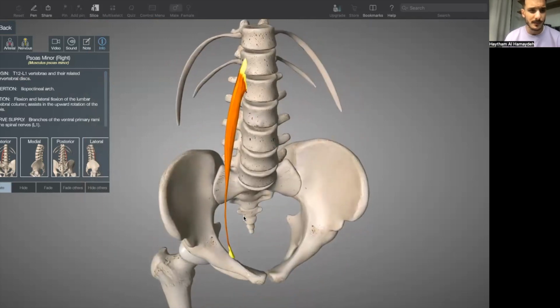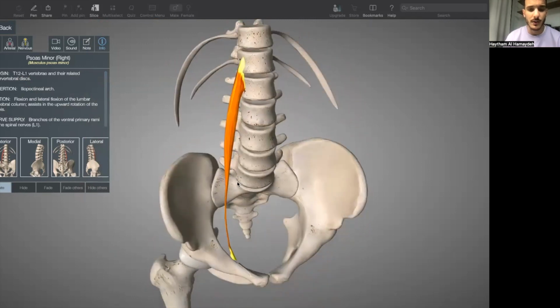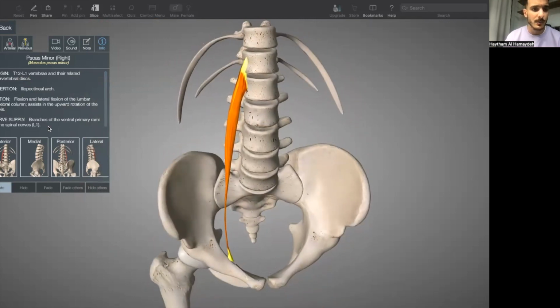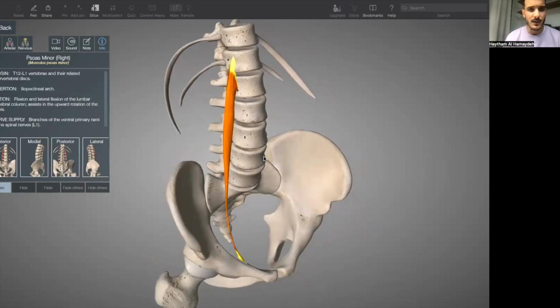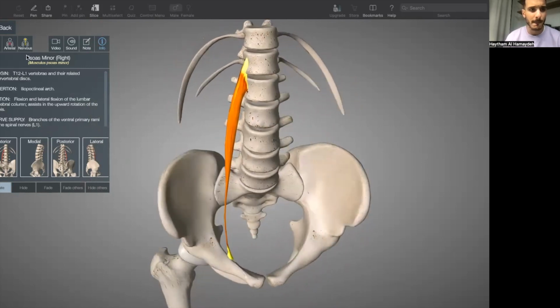The action is flexion and lateral flexion of the lumbar vertebral column, and it assists in upward rotation of the pelvis. Nerve supply is from branches of the ventral primary rami of the spinal nerve L1. Okay, so this is the Psoas Minor.